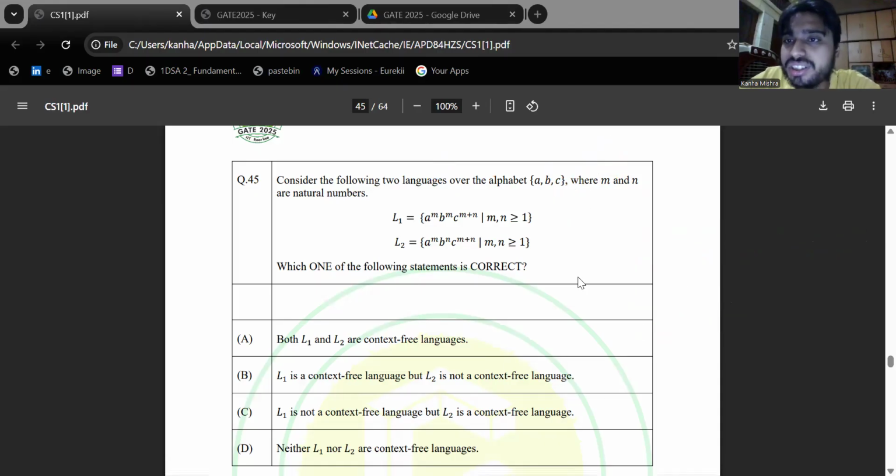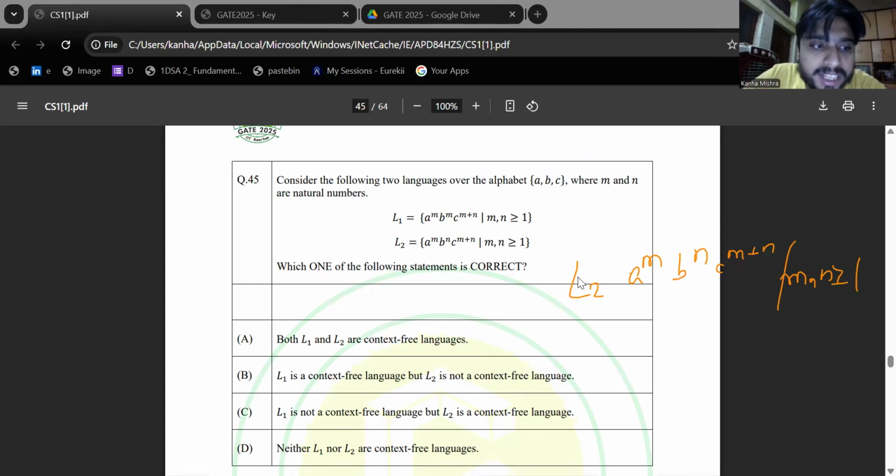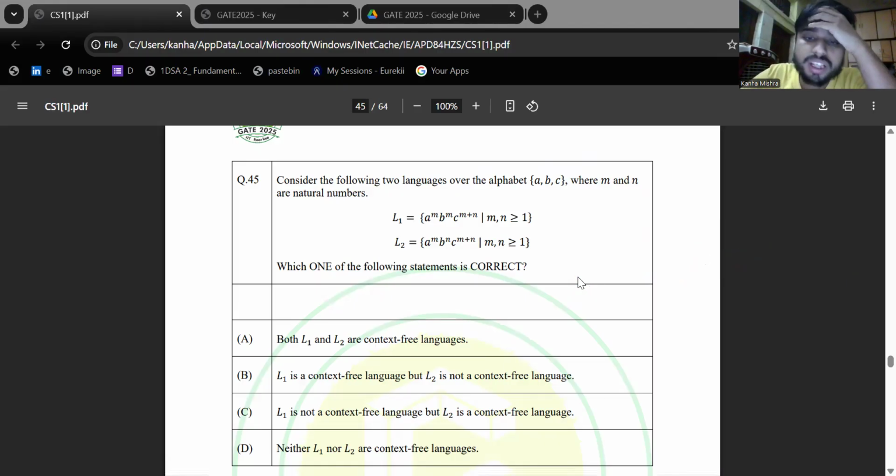Let's understand language L2. So L2 is basically A to the power M, B to the power N, C to the power M plus N, where M and N are greater than or equal to 1. So let's break it down. We have already broken it down into three different sections. If we take M equal to 2 and N equal to 3, we get the total output.